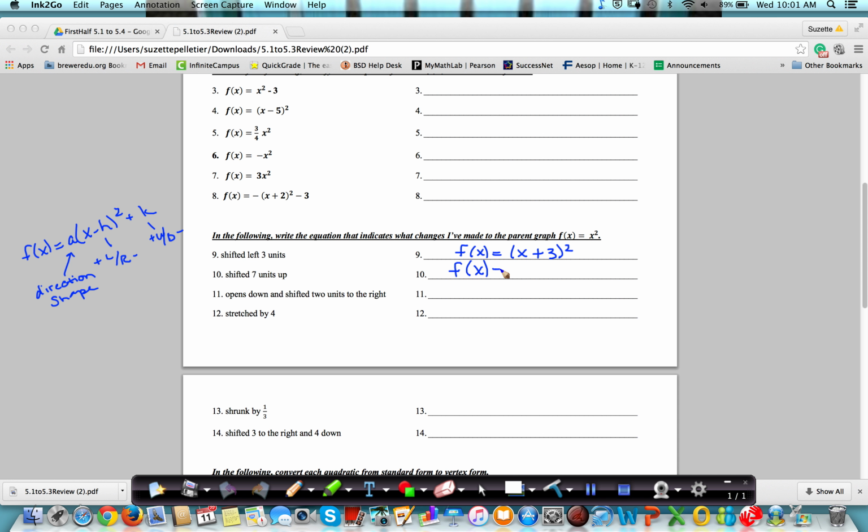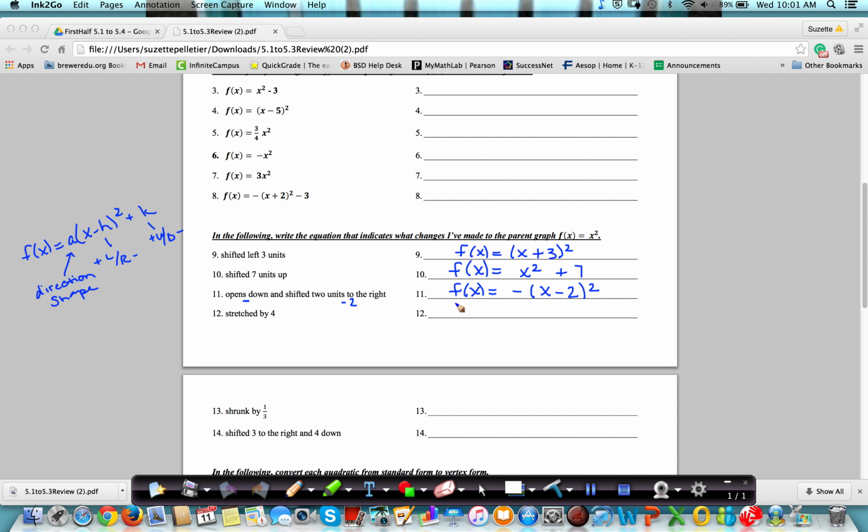So we're going to write f of x equals x squared, and this time 7 units up. So that goes outside. Nothing's happening within parentheses, so we don't need them. Opens down, that's going to be a negative in front. Shifted 2 units to the right, and right is negative, okay? So f of x equals, my function's going down, and 2 units to the right, so x minus 2 squared. So left and right movement goes inside. Negative on the outside means it's opening down, and the entire function's not moving vertically at all.